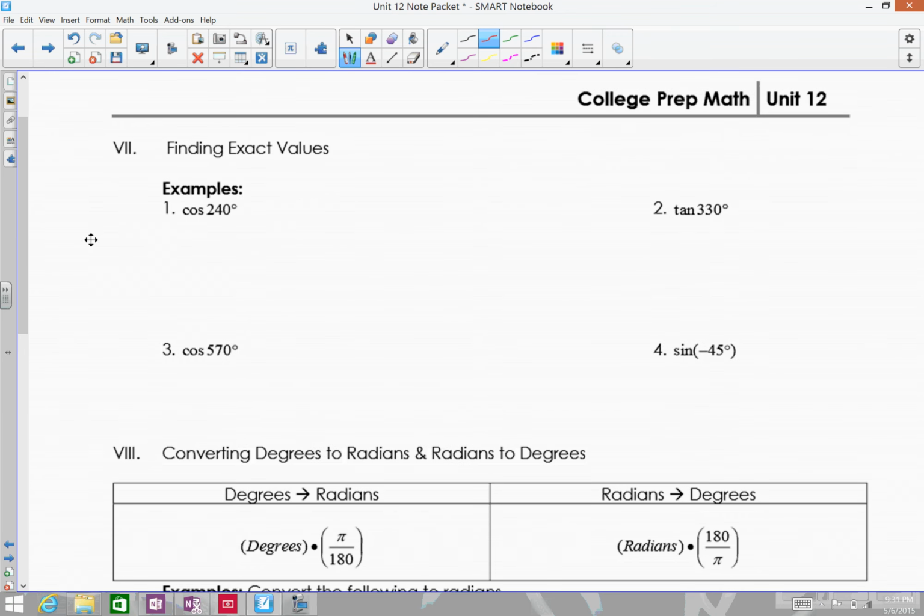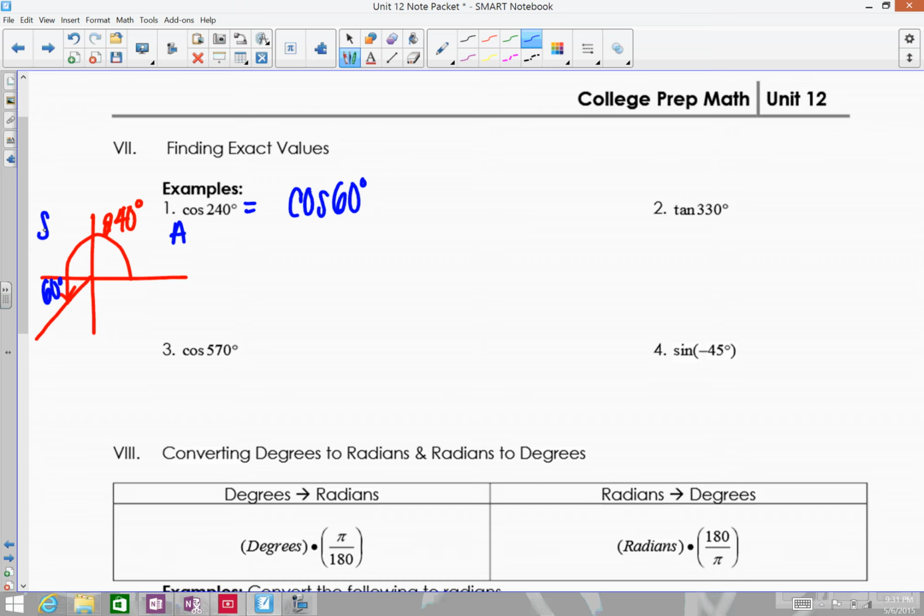So for this one, we have cosine of 240. So we're going to start it off exactly the same way as what we just did. So 240 is going to end up in the third quadrant. So we're going to do 240 minus the 180 degrees. So we get 60 as our reference angle. So this is going to be equal to cosine of 60.